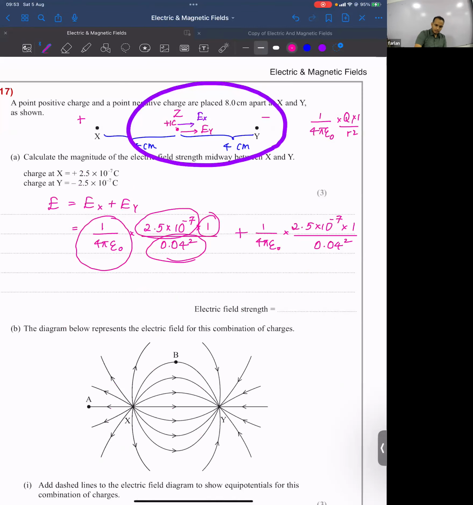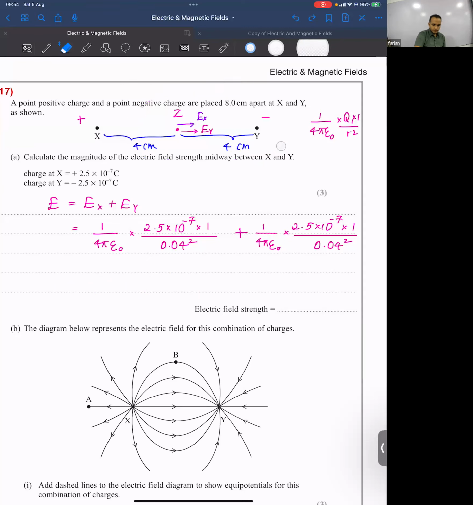Similarly, on the other side, Y. So X is exerting a force on plus 1 coulomb kept at Z to the right. Y is also exerting a force to the right. So the resultant electric field strength at Z will be the addition of the two. Done. Take it down and find the value.